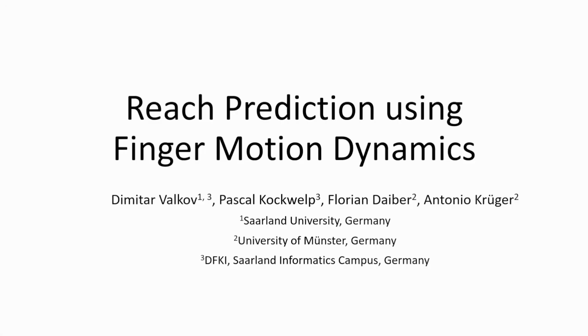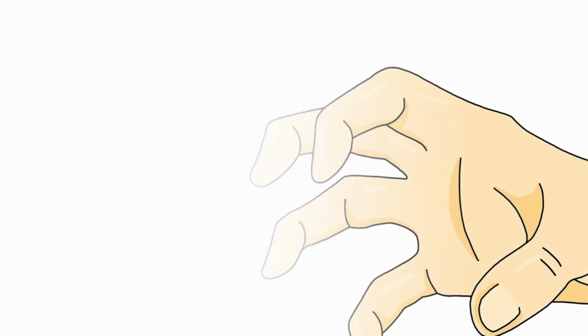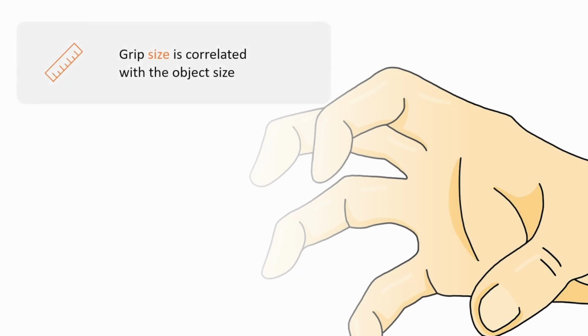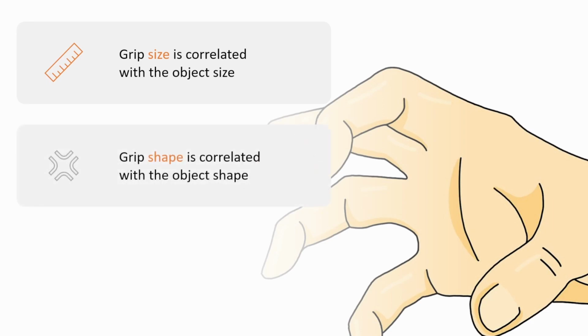We present reach prediction using finger motion dynamics. When we reach to grasp an object, the hand folds naturally according to this object. The aperture of the grip is correlated with the size of the object. The shape of the grasping fingertips is correlated with the shape of the object.